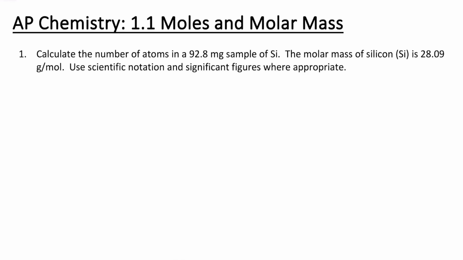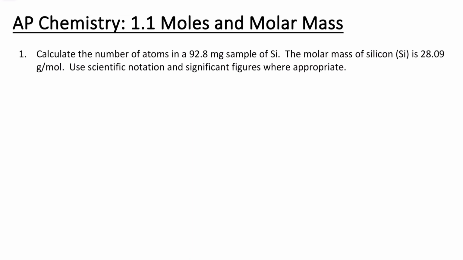This is the AP Chemistry review for topic 1.1, moles and molar mass. Our first example is asking us to calculate the number of atoms in a 92.8 milligram sample of silicon, and we're given that the molar mass of silicon is 28.09 grams per mole. We're also asked to use scientific notation and significant figures in our response.